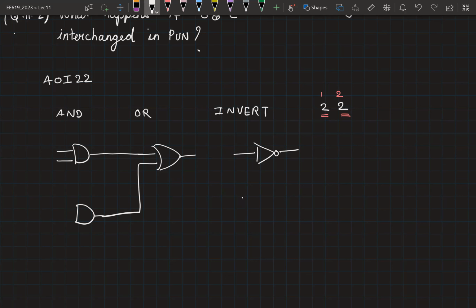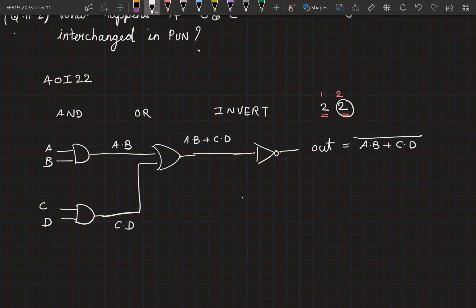Right? Now the first AND gate has two inputs. So that is 1, 2, AB. The second AND gate also has two inputs. So this gives you CD. And this is your output. So this is A dot B. This is C dot D. Here you get A dot B plus C dot D. And the output is finally A dot B plus C dot D, the whole bar.